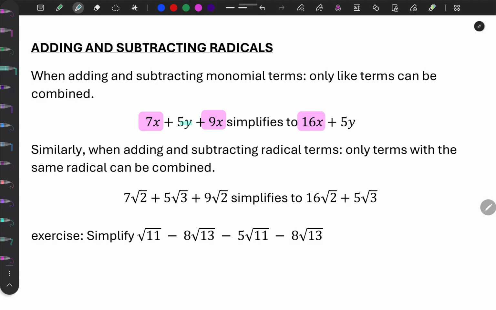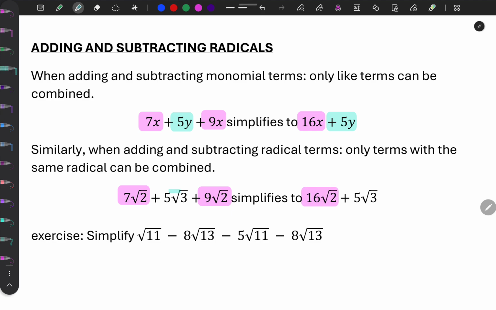When we have a different term with a different variable, 5y, that must stay as a separate term. We're going to use that same concept when adding and subtracting radical terms. We can only add or subtract terms with the same radical. In this example, if we replace that x with the square root of 2, we can see that we have two radical terms that both have a square root of 2. This allows us to add their coefficients the same way, and they combine to 16 root 2.